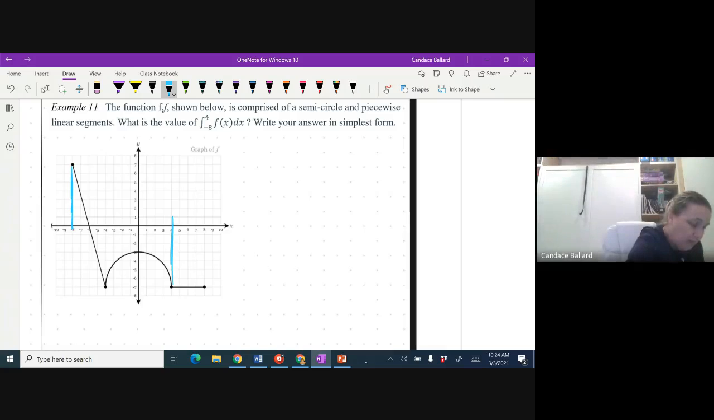So I'm stopping here. Notice they gave me extra, so I don't need this chunk over here. I don't need this chunk here. That part's out. Let me trace them in this green: this triangle here and this triangle here. What do you notice about those two?